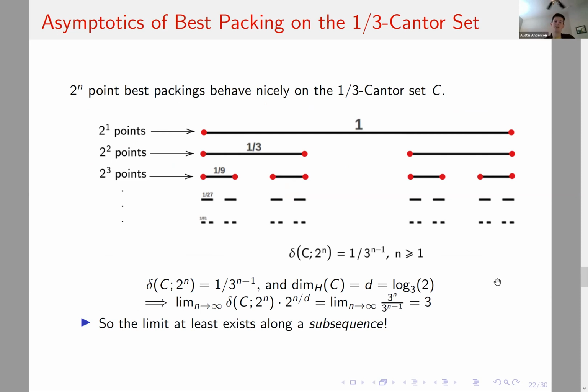So moving on, we have a short picture depicting a well-behaved subsequence of points under best packing on the 1/3 Cantor set. So of course, the diagram here is we start out with the interval 0 to 1, we remove the middle third, and on each of the remaining line segments, we remove their middle thirds, and we continue this process iteratively to get the Cantor set.